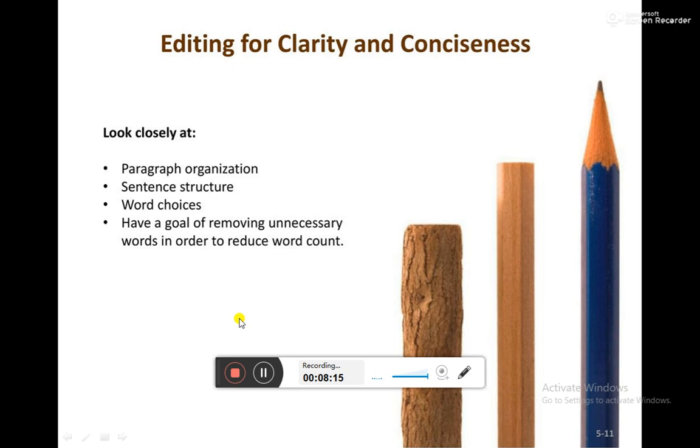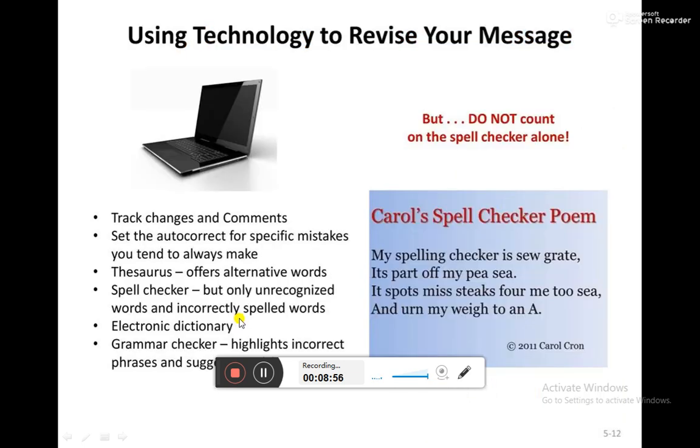To ensure clarity, look closely at your paragraph organization, sentence structure, and word choices. Can readers make sense of the related sentences in a paragraph? Is the meaning of each sentence easy to grasp? Is every word clear and unambiguous, meaning it does not have any risk of being interpreted in more than one way? If you look at the next slide, I have thoroughly discussed it.